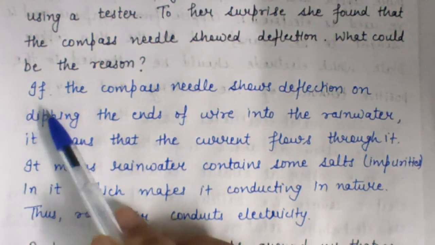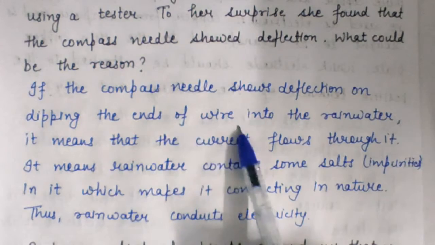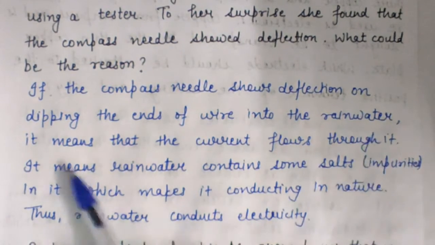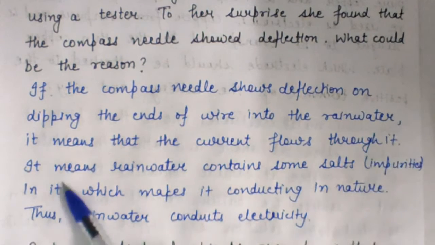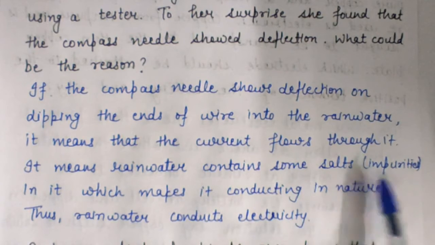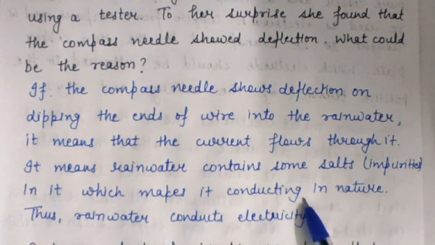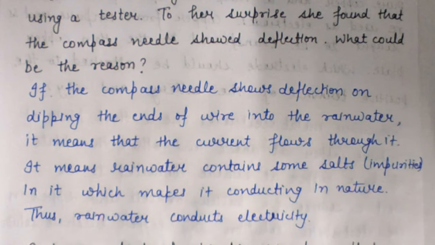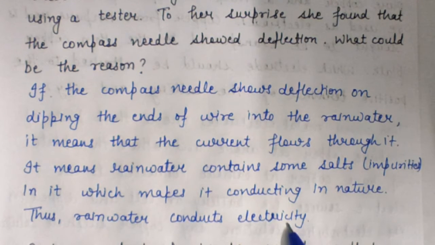So the answer is, if the compass needle shows deflection on dipping the ends of wire into the rainwater, it means that the current flows through it. It means rainwater contains some salt or impurities in it which makes it conducting in nature. Thus rainwater conducts electricity. Means the reason is the rainwater is conducting in nature because it contains impurity.